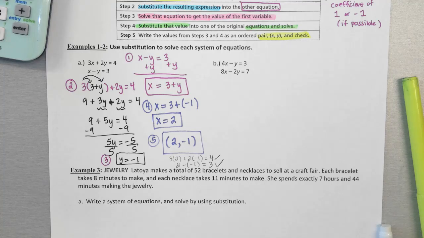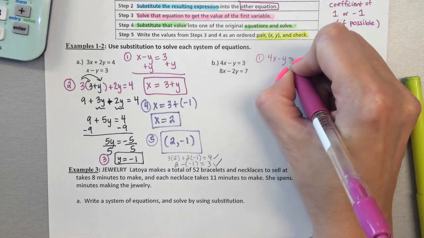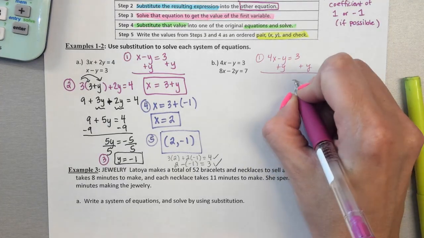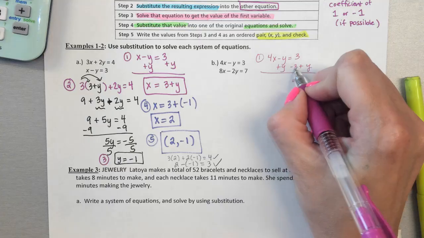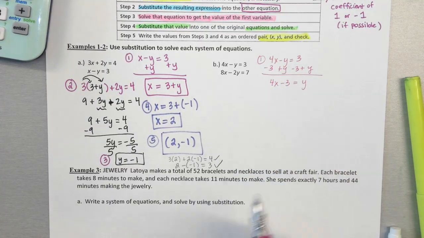All right, and then when you are solving for y, I'm actually going to add the y over, and I'm going to subtract the 3. Again, for a lot of these, there's more than one way to do that. So if I'm getting y by itself, I'm going to add y to both sides so that y is alone, and then I'm going to subtract 3. So this side is going to be 4x minus 3.